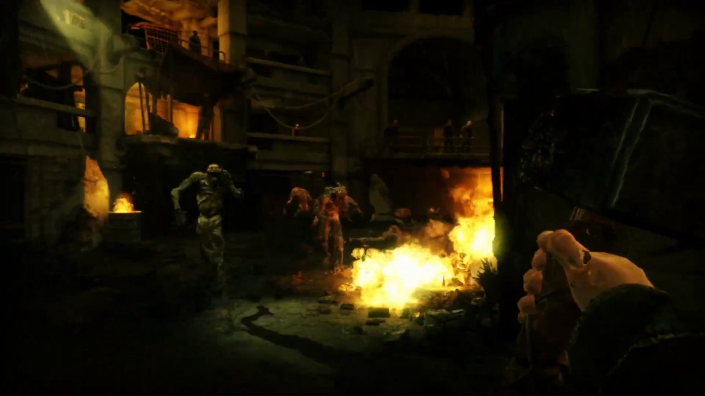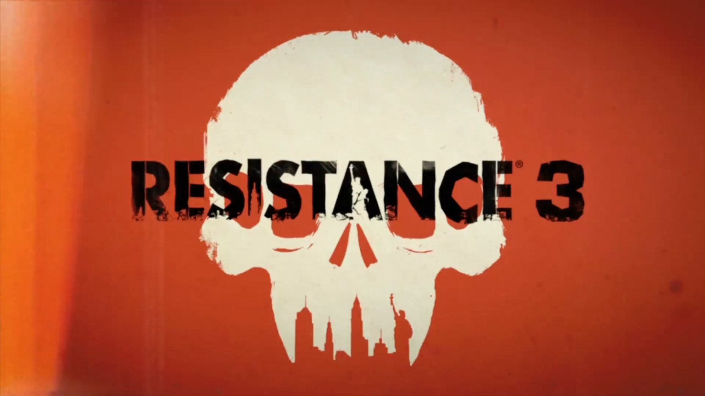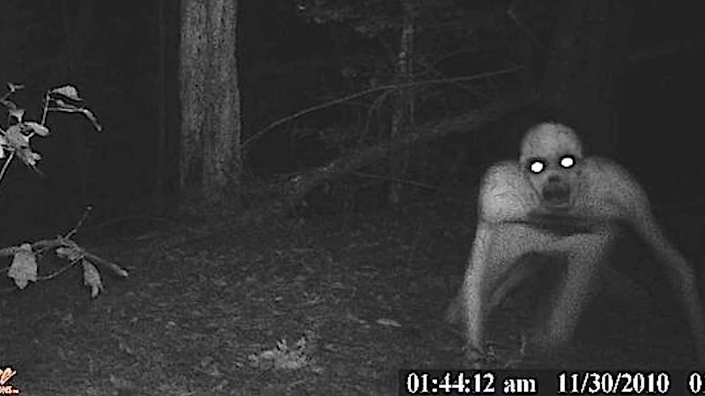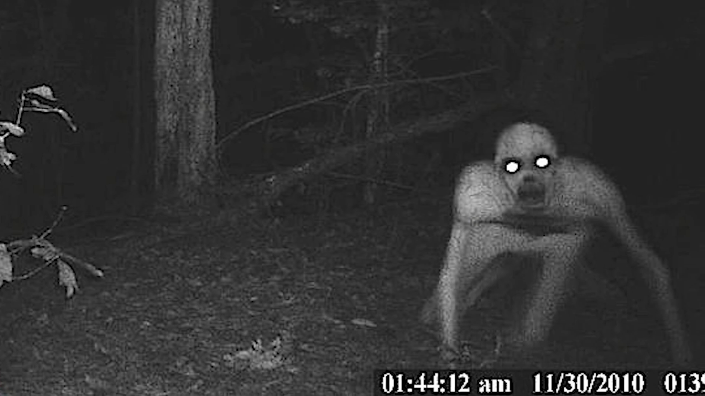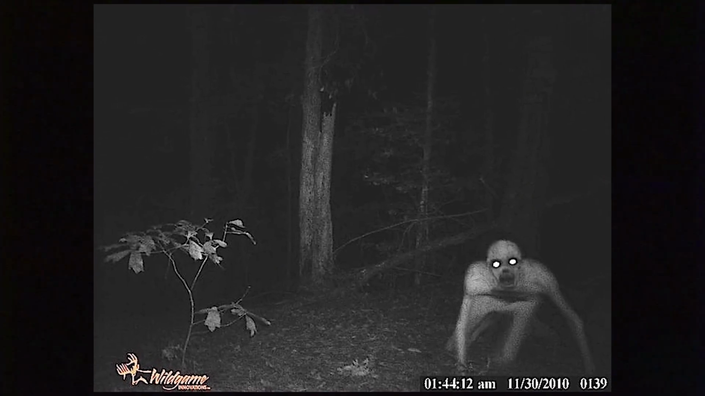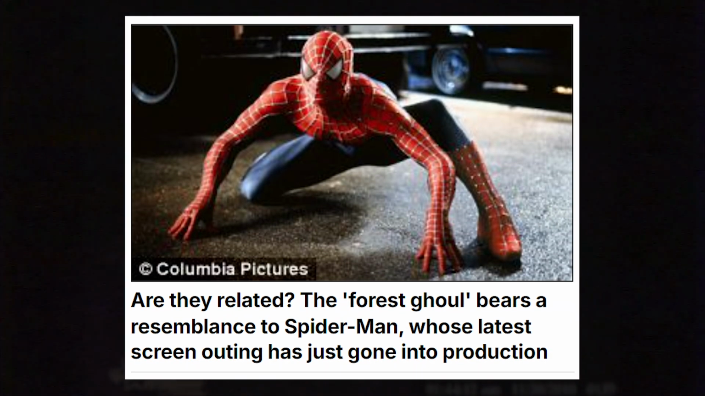In short, there is practically no chance that this is actually an advertising campaign for the game. No one will guess that this is the Chimera from Resistance 3 or learn anything about this game from such a photo. At best, someone will think that this is just an unknown animal, and at worst that it's Spider-Man, as they did in the Daily Mail.